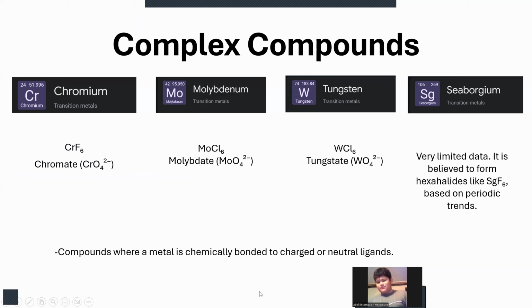Complex compounds. Complex compounds are compounds where a metal is chemically bonded to a charged or neutral ligand. Just a quick refresher on a ligand, which is a single atom, or a compound of different atoms, or perhaps the same atom, as in a diatomic molecule, that has a lone pair that is able to share over to a metal. For example, in chromium hexafluoride, fluoride has a lone pair that would share over to chromium, and it's able to spread 6 of them all across the molecule.